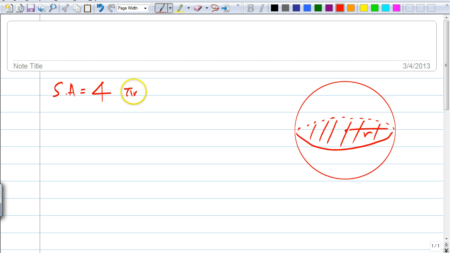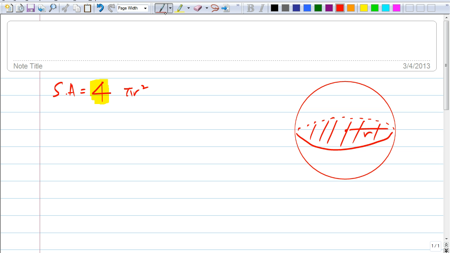Look, it's an even number. And so the key number for a sphere is the number 4. You know that circle that fits in the middle of the sphere? If you multiply the area of that circle 4 times, it fits exactly the surface area of the sphere. Isn't that interesting?